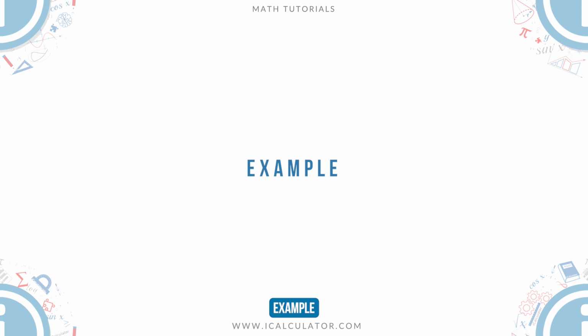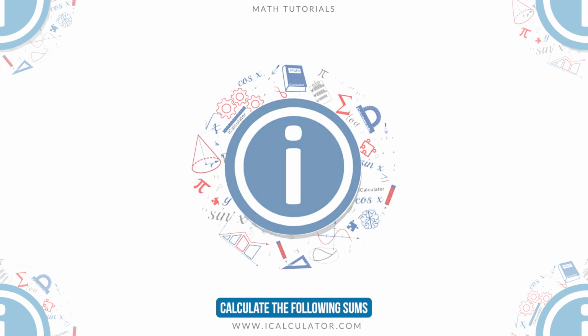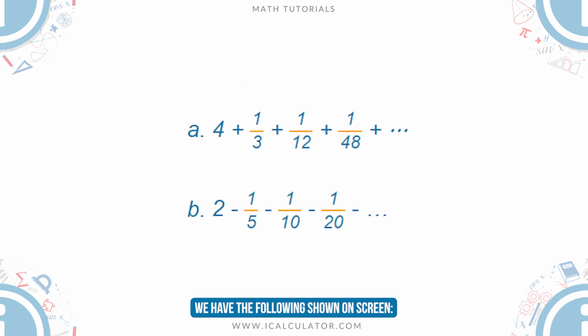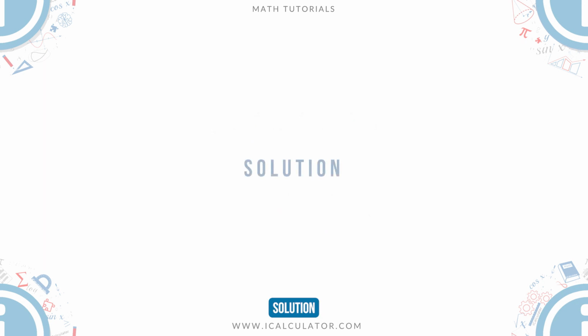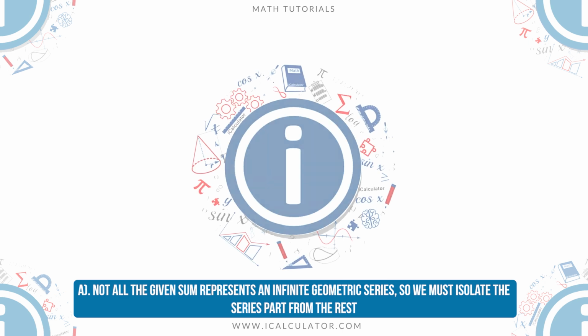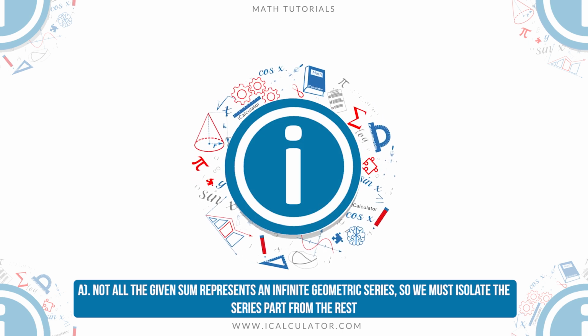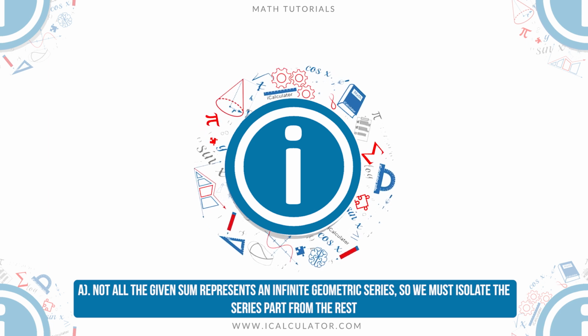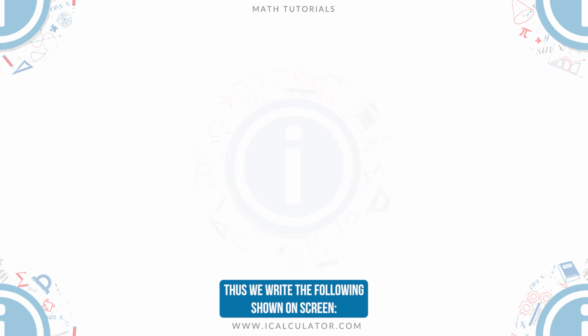Example. Calculate the following sums, we have the following shown on screen. Solution. A. Not all the given sum represents an infinite geometric series, so we must isolate the series part from the rest. Thus, we write the following shown on screen.